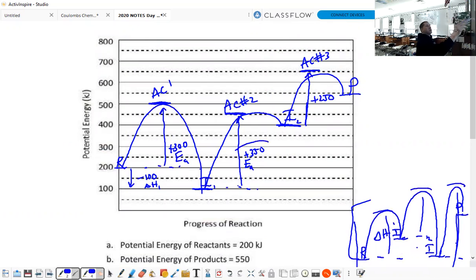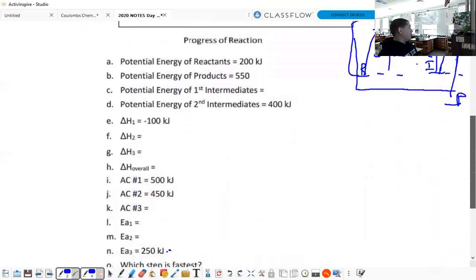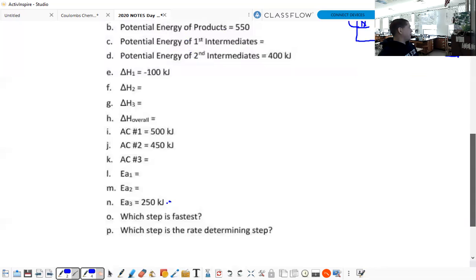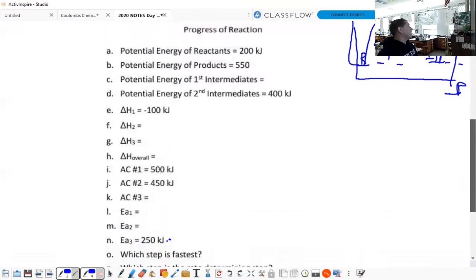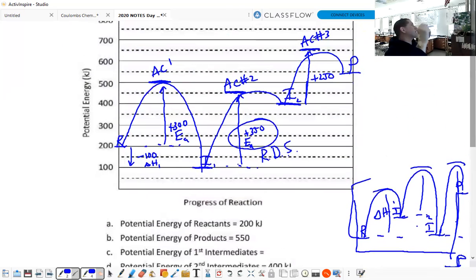So now we know the rate determining step. Rate determining step. Why? Well, it has the highest activation energy. What else are we missing? Which one's the fastest? That would be the lowest activation energy. So the third step is the lowest activation energy. And then we can fill in the rest. I'm not going to do the rest of the math.